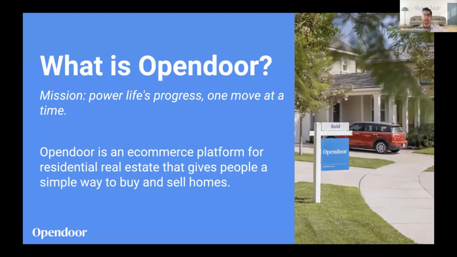So before we go into how we actually use computer vision, I want to discuss what Opendoor is, just to set some context. Opendoor is an e-commerce platform for real estate, and in a nutshell, its mission is to power life's progress one move at a time. The way we try to do this is we try to take the stress out of moving homes. So buying and selling homes, we try to make it as easy a process as possible.